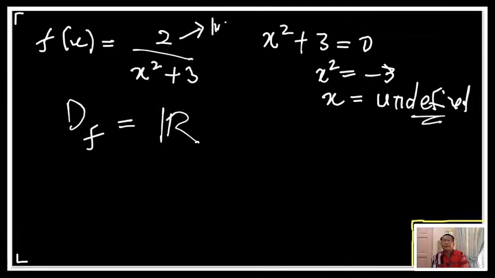The numerator has all real numbers. The denominator also has all real numbers. So the domain of f is all real numbers.